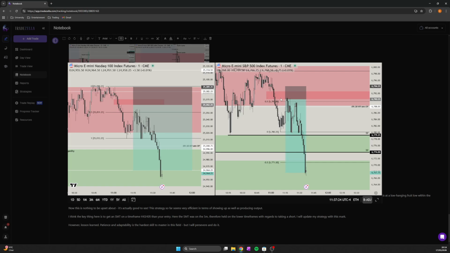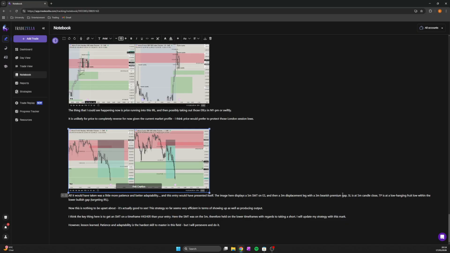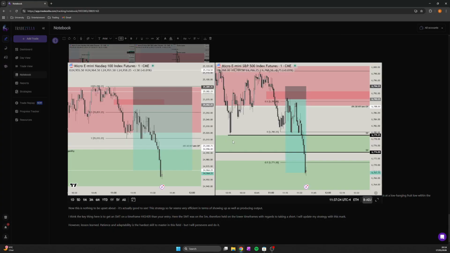Okay, with displacement. And then what else do we get? We get a 3-minute gap. Okay, we get a 3-minute gap here. So it's all a 3-minute entry. Okay, stop loss was at a 5-minute candle close, and TP was at a low hanging fruit low. So okay, here, start of the bullish gap here, and then the start of this one as well.